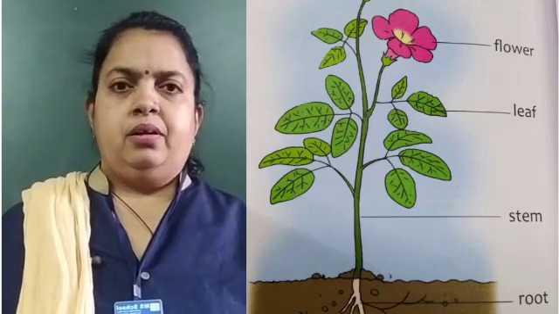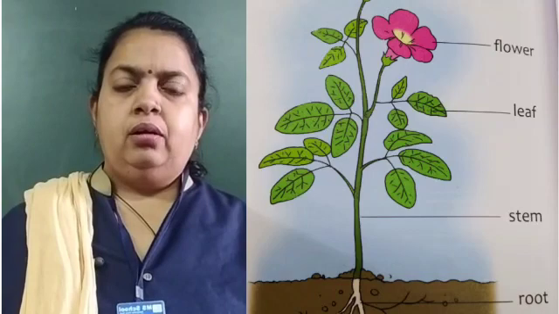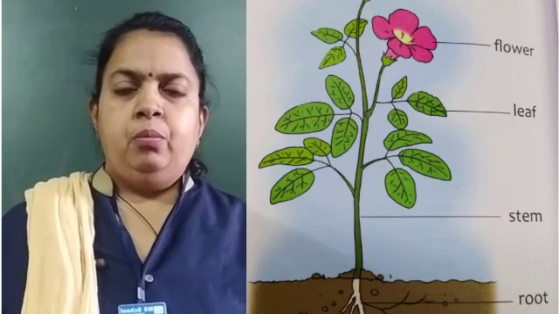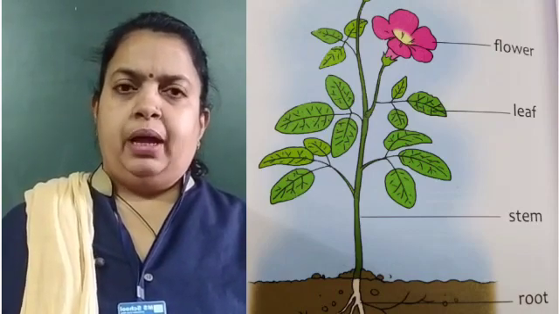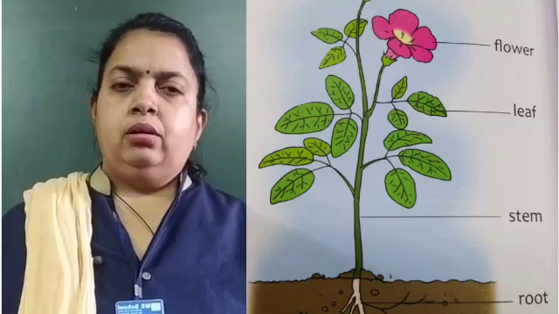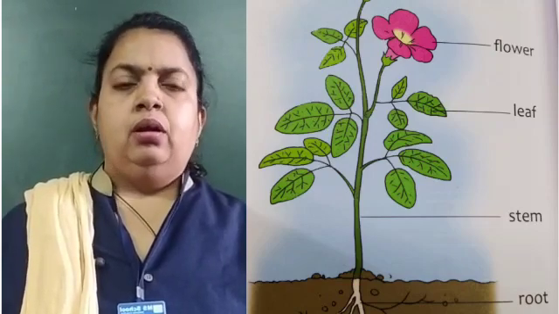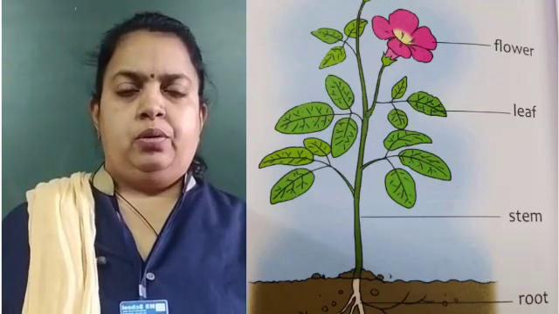The next part is the flower. As you can see, flowers have seeds in them by which a new plant grows. When the seeds fall on the soil, a new plant grows.